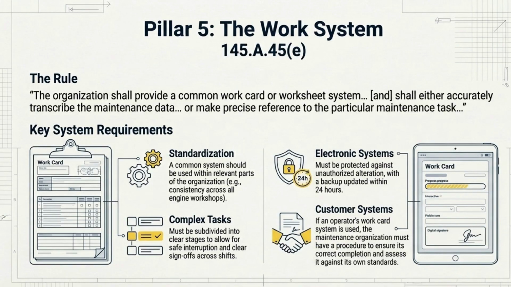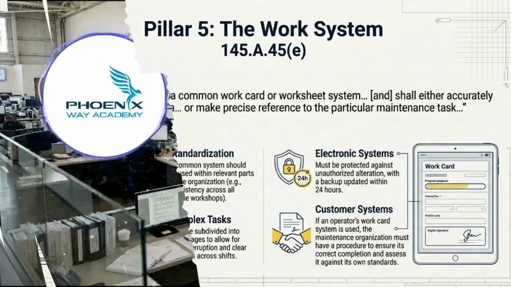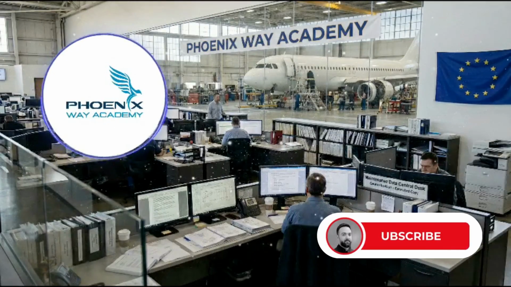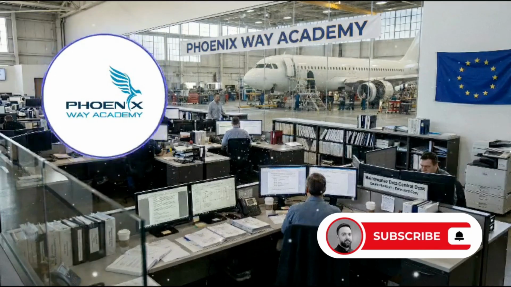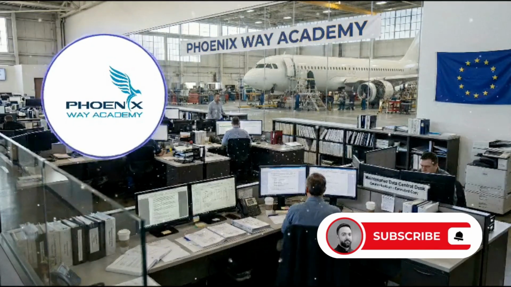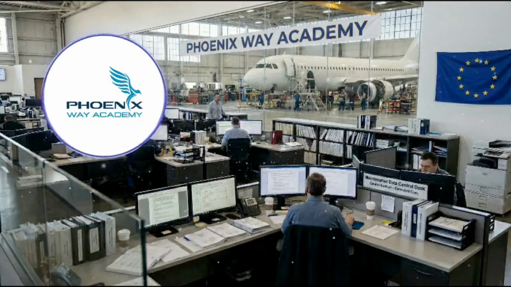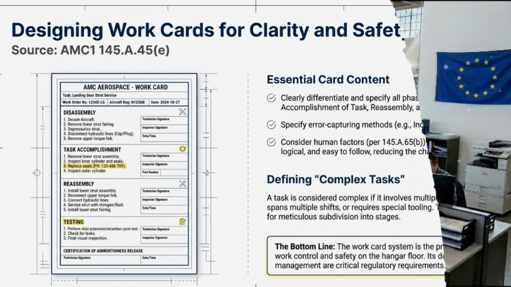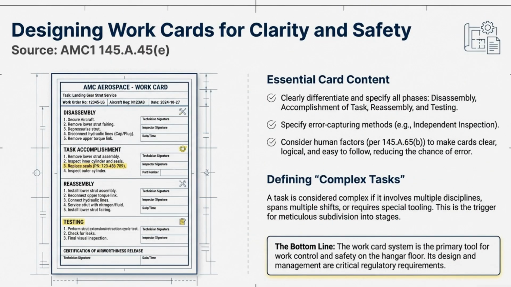Yeah, and the AMC 145.A.45 clarifies that relevant parts bit and adds more detail. It says the relevant parts means, as appropriate, aircraft base maintenance, aircraft line maintenance, specialized services, component workshops. Therefore, a common system should be used, for example, throughout the engine workshops, which may be different from that in base maintenance. It also details what should be on the cards. Differentiate and specify disassembly, accomplishment of tasks, reassembly and testing, as well as the error capturing method, for example, independent inspection. And mention supplementary cards for long tasks.